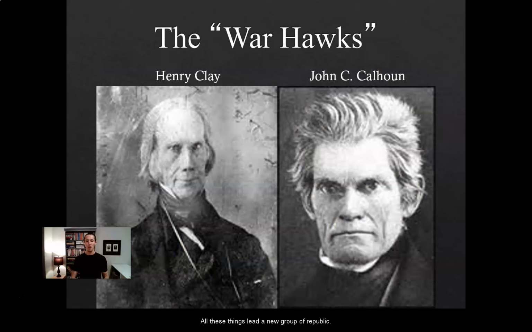All these things led a new group of Republicans, young Republicans from the South and West, called war hawks, to say we have to go to war. Two examples that you absolutely must know, because we will talk about them extensively: John C. Calhoun from the South and Henry Clay from the West. John C. Calhoun is from South Carolina, and he is incredibly important. They're both incredibly important, and we will talk about them a lot. But they said, it doesn't matter if the United States is not prepared. It doesn't matter if we don't have ships, if we don't have a navy, if we don't have soldiers. We need to go to war.